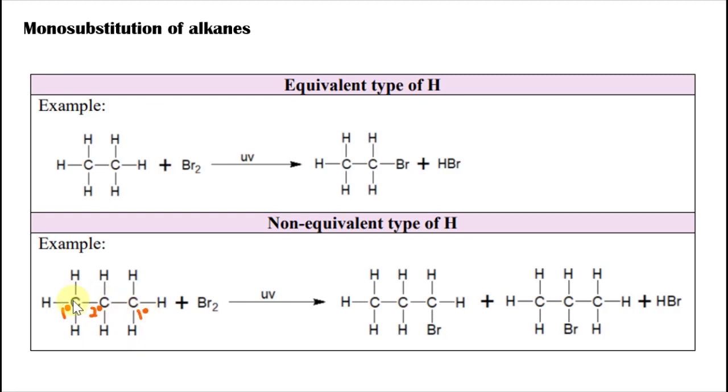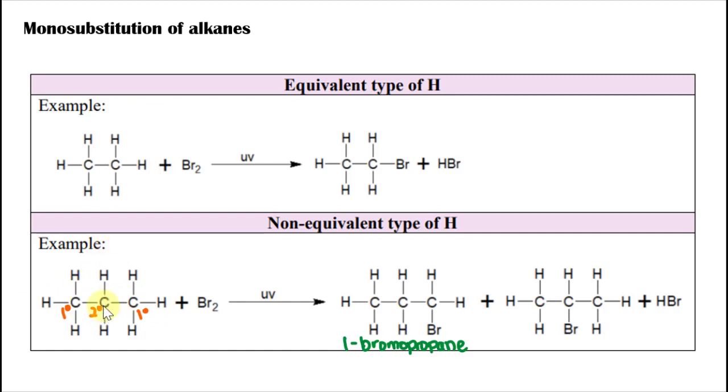Since these two carbons are symmetrical to each other, if we replace one of the hydrogens with halogen from this carbon, it will give us the same product as if we replace it from this carbon. So if we replace the hydrogen from this or this carbon with bromine, it will give us 1-bromopropane. It still gives us the same product because the carbons are symmetrical to each other.